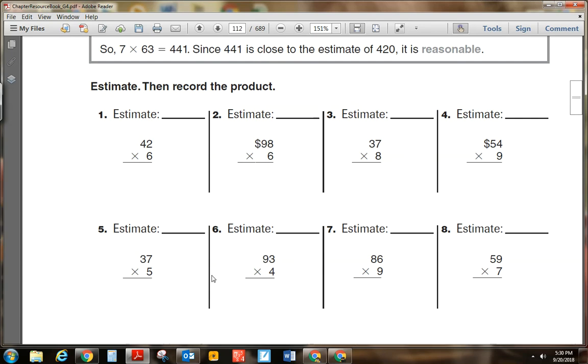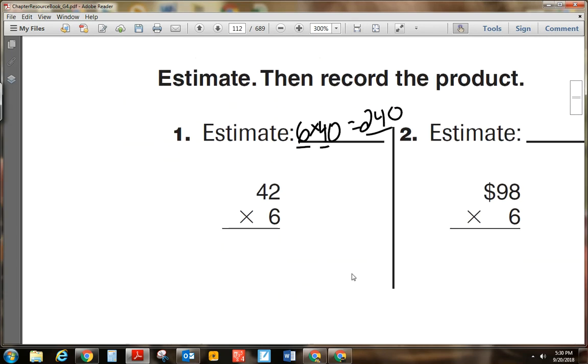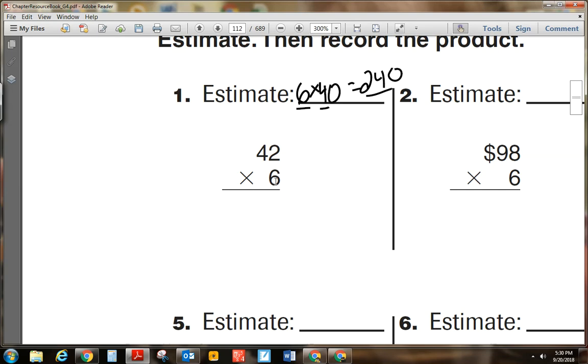All right, so number one, first step is to estimate. So I'm going to do 6 times 40. And 6 times 4 tens is 24 tens. All right, now let's go ahead and multiply these problems. I'm going to start off in the ones place. 6 times 2 ones is 12 ones. So 12, I bring the 12 up into the tens place.